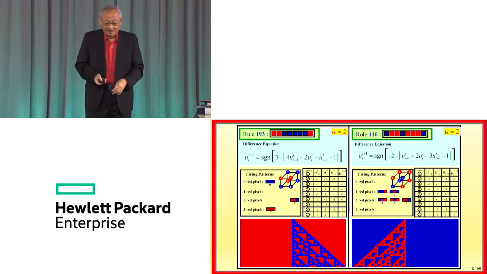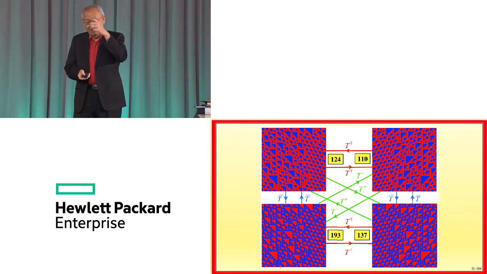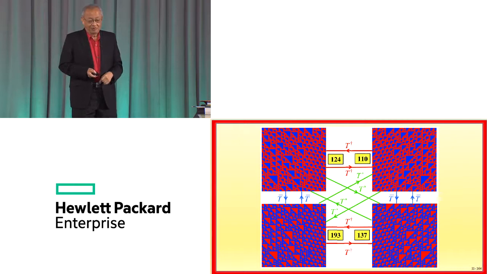So more pictures, you can see it's universal. To summarize what I've just shown you: for the same initial condition, initial pattern, if I keep iterating, for 110, I get the one on top and on the right. For 137, the one on the right bottom. Upper left, it's 124. And 193 is lower down.